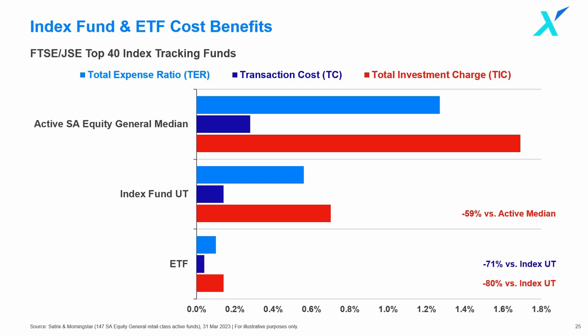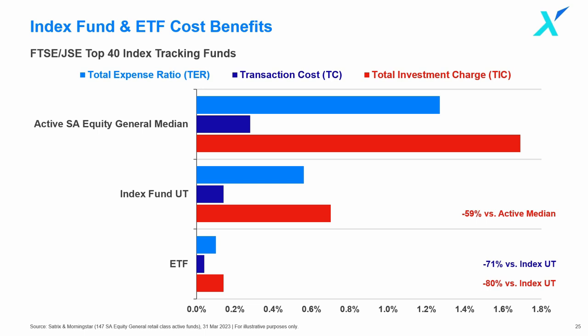Now, if you have a look at an ETF, then the picture really becomes dramatic. So our Satrix 40 ETF has a 10 basis point total expense ratio, very low transaction costs, to my point earlier, because it doesn't have to incur all those ongoing transaction costs because of cash coming in and out of the fund that gets dealt with through the market maker. And so you're sitting with a very low total investment charge of less than 20 basis points, which is 80% more cost effective than your median general equity actively managed unit trust.